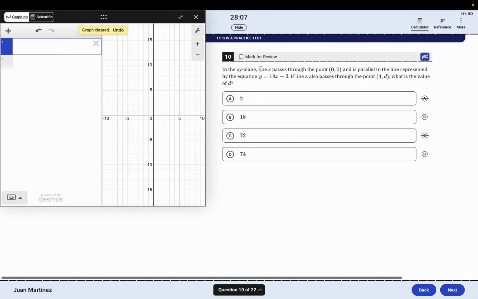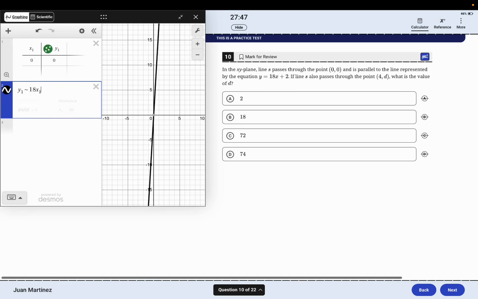Get rid of all that. In the xy plane, line S passes through the point 0, 0 and is parallel to the line represented by the equation y equals that. Line S also passes through that point. For D, what is the value of D? Okay, so it gives us a point, 0, 0, and it also gives us a slope. And our slope is 18x for S.